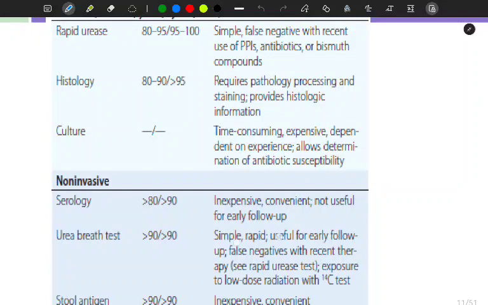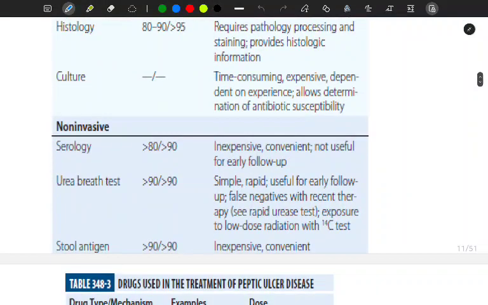Culture is time consuming and expensive, so we don't often do it. Non-invasive serology, as we said, tests for IgE, IgA and IgG. IgA is a recent infection, and you have to memorize that it might stay up to 20 months sometimes. Someone infected in the last 2 years, this IgA might last up to 20 months. IgG is the past infection. If you find IgA negative and IgG positive, this is a past infection.